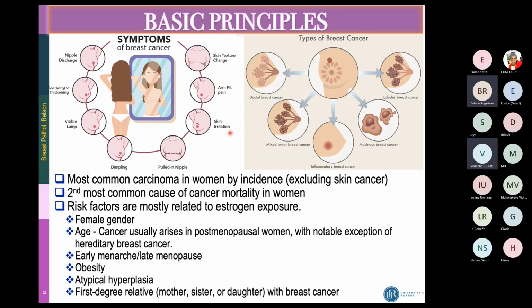So skin irritation, armpit pain, and this can mean that probably the lymphatics are being obstructed or inflamed because of the cancer cells going there. Skin texture change. So I think this can combine with dimpling and so on to make the peau d'orange. So in general, this is what you see.